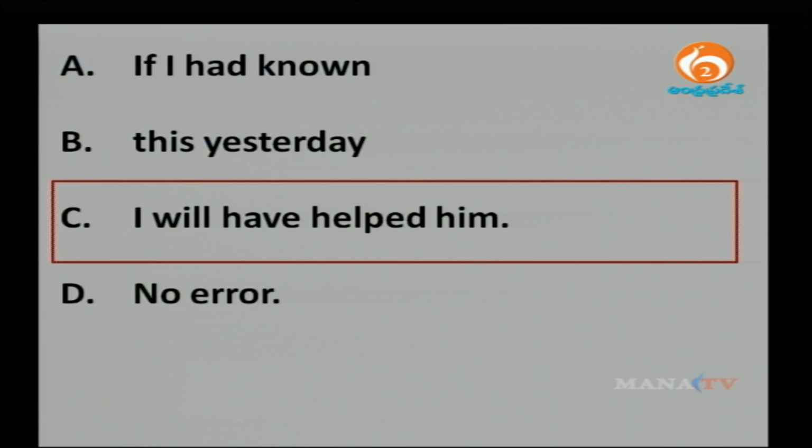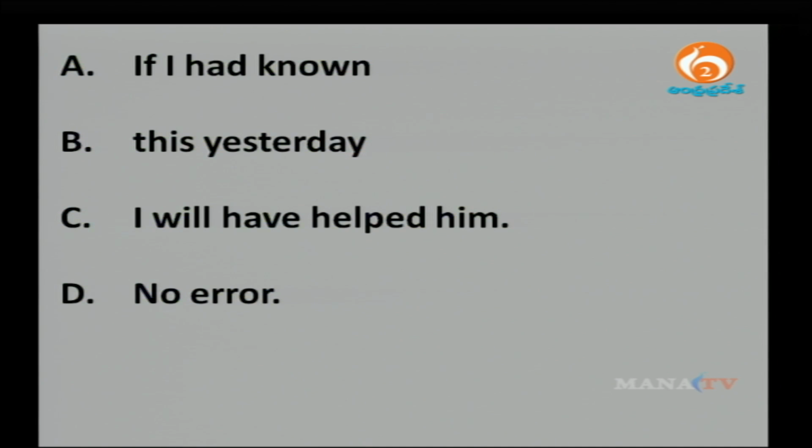All right. I hope you are understanding how it needs to be resolved. So, in any part of these three sentences, you need to find an error. If the error doesn't exist, which is quite a possibility, choose option D.